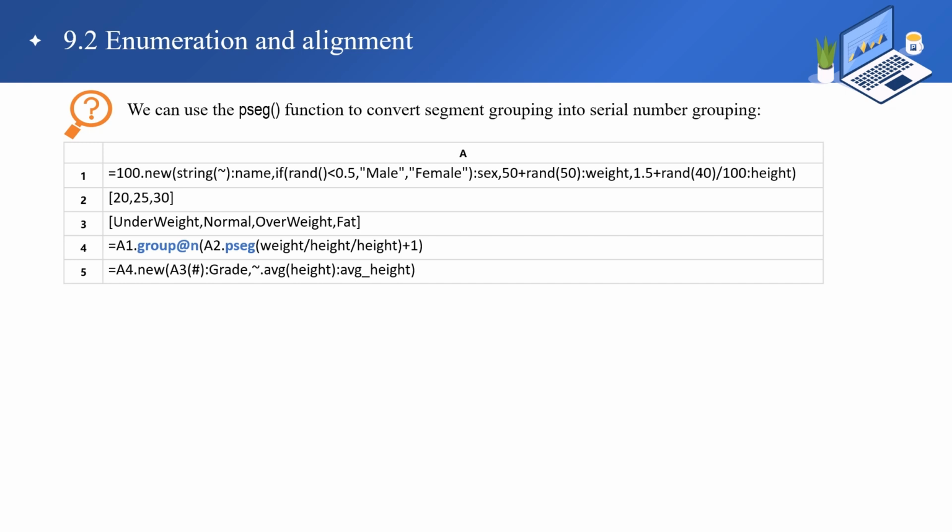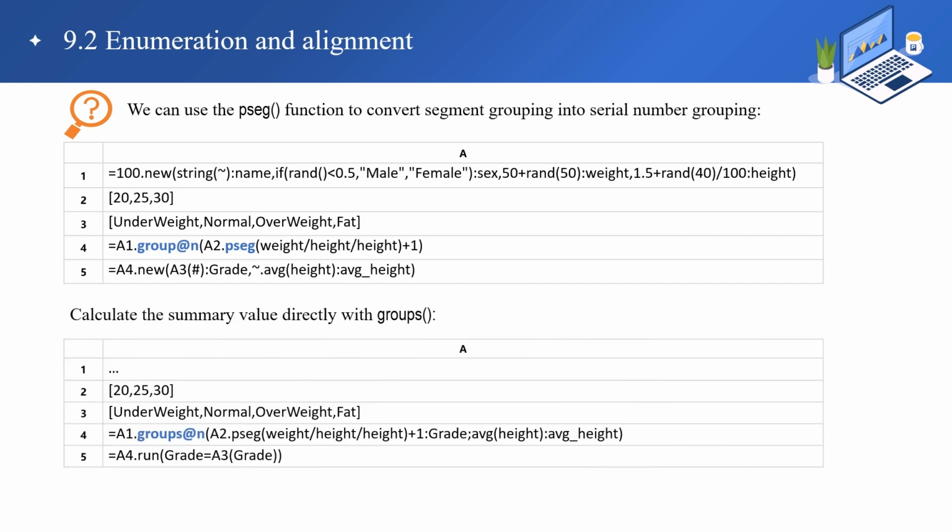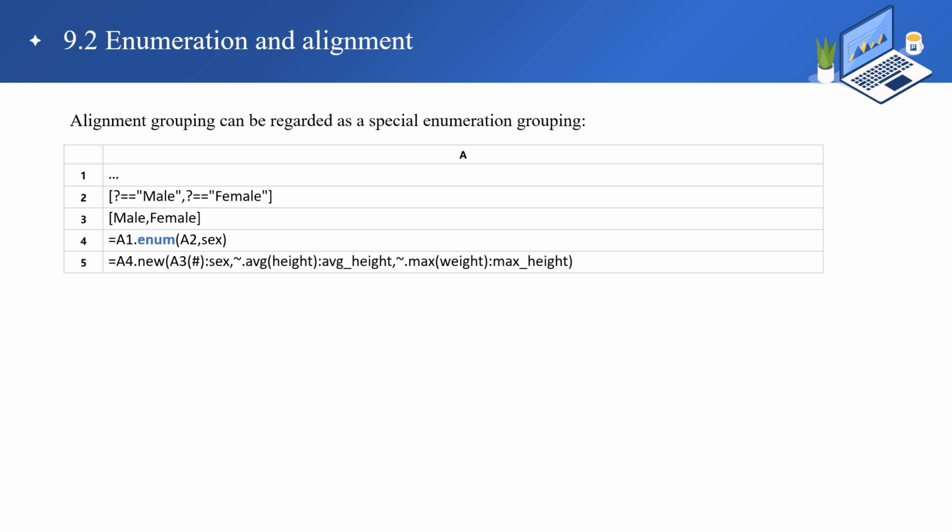It is also okay to calculate the summary value directly with groups function, but we need another step to fill in the segment ID correctly, otherwise we will see the grouping key value itself, that is, 1, 2, 3, etc. In fact, alignment grouping can be regarded as a special enumeration grouping. All alignment grouping can be written by enumeration grouping.